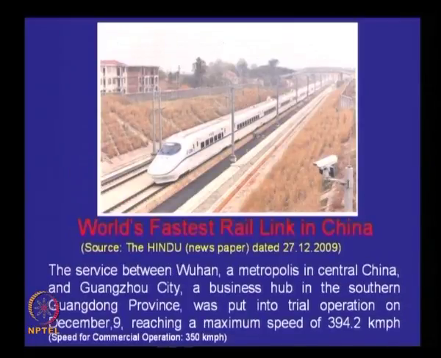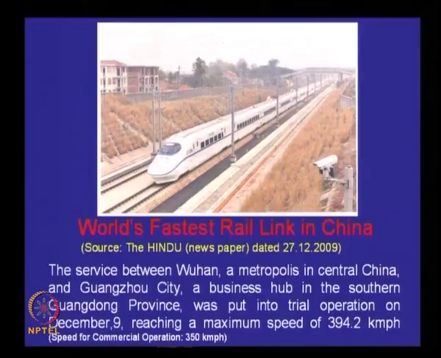And there are other developments. Recently, the world's fastest rail link in China was introduced. This was a news item published in the national newspaper The Hindu on 27/12/2009. The service between Wuhan, a metropolis in central China, and Guangzhou city, a business hub in the southern Guangdong province, was put into trial operation on December 9th, reaching a maximum speed of 394.2 kilometers per hour.